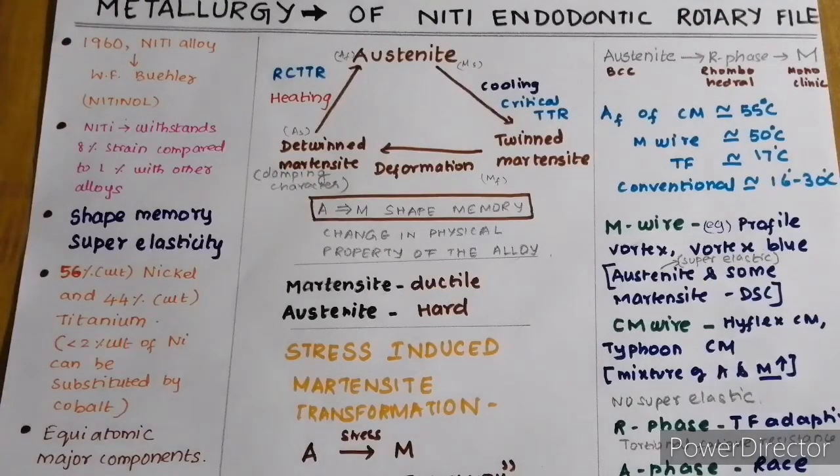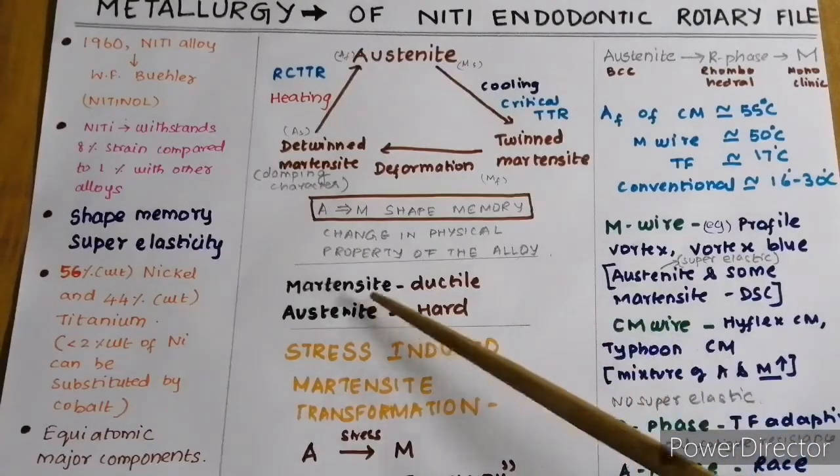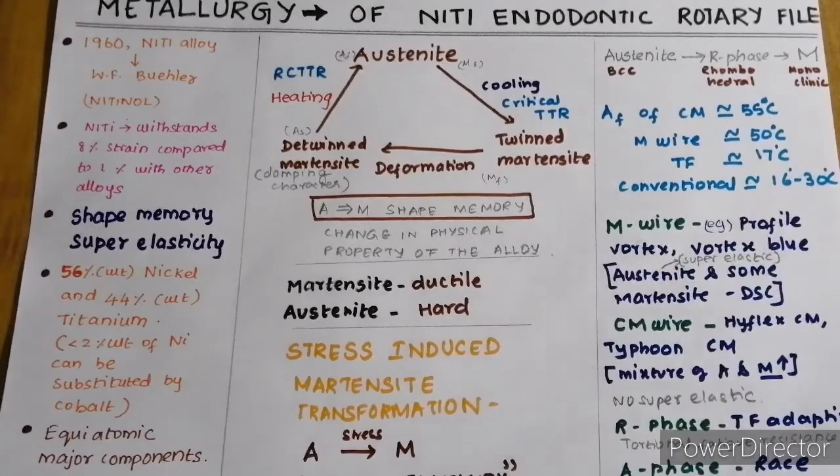The newer generation files are mostly in the martensite phase during the intracanal treatment procedure, because the martensite phase is ductile and it has more cyclic fatigue resistance when compared to that of the austenite phase.